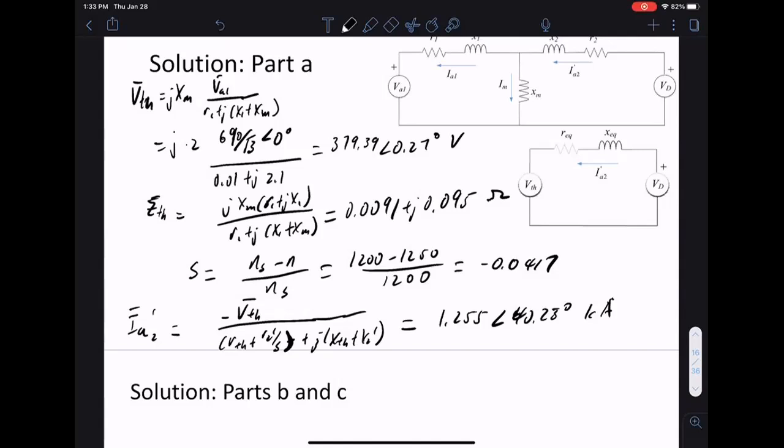Any questions about this first part? Plugging in numbers. Unfortunately, for this part of the course, it's all those kinds of equations, as this is just the way induction machines work. So you need to be comfortable applying these equations.